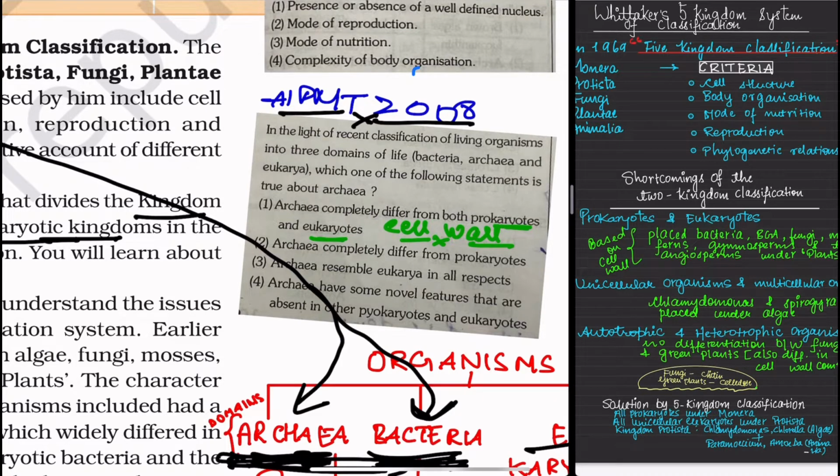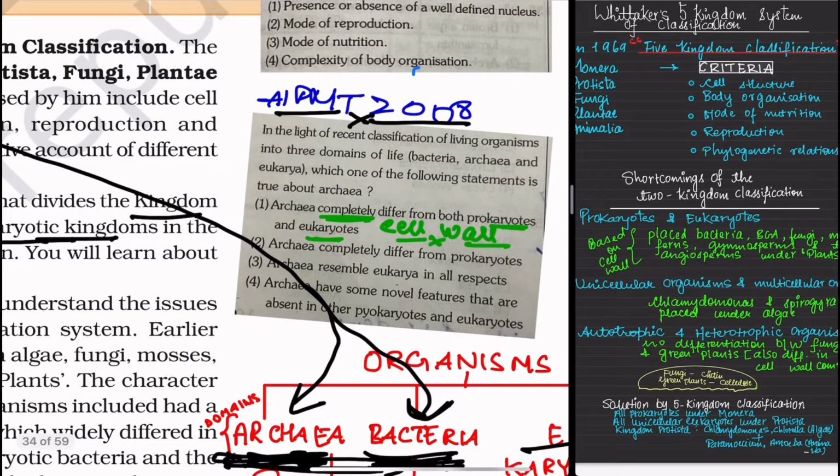Archaea completely differ from prokaryotes. This option is also wrong. Archaea resemble eukarya in all respects. I said in terms of cell wall it differs, so this option is wrong. Archaea have some novel features. Yes, this option is apt. They are absent in other prokaryotes and eukaryotes, so this is our right answer. So this option elimination technique helps a lot when we are confused between different options.